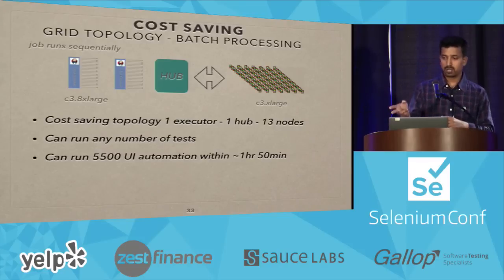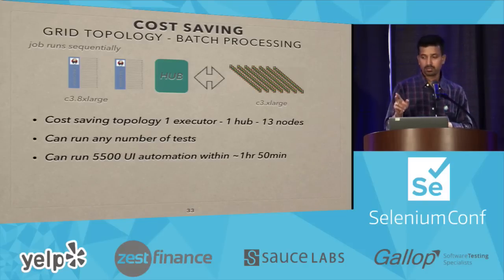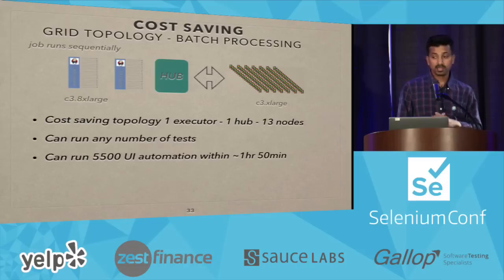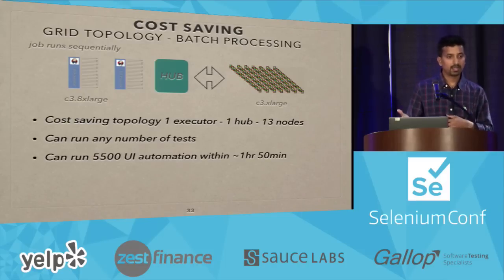So I have 2 jobs, one for acceptance stub and one for regression stub. These jobs run sequentially. I only use 1 executor, 1 hub, 13 nodes, and I can run 5,500 UI automation tests within 1 hour and 40 minutes. And it can scale. I can keep on adding. Of course, the time will keep increasing.